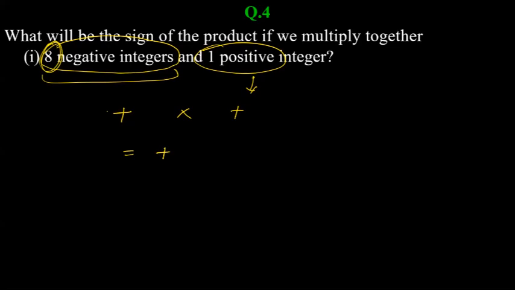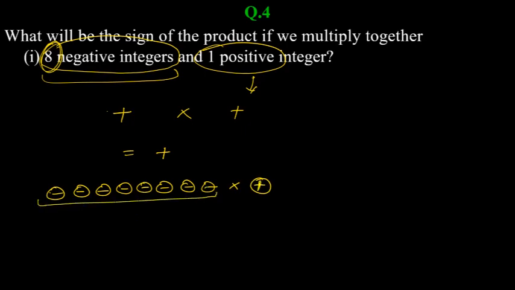Okay. The question says you are multiplying one, two, three, four, five, six, seven, eight negatives with one positive. These eight negatives will give you positive when multiplied because these are even numbers. Eight. Positive multiplied by positive will give you positive.